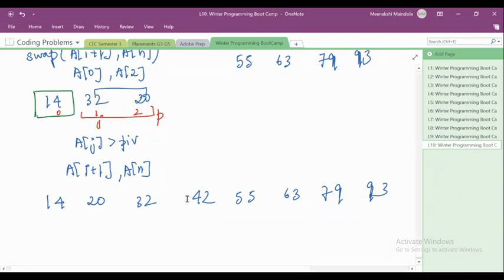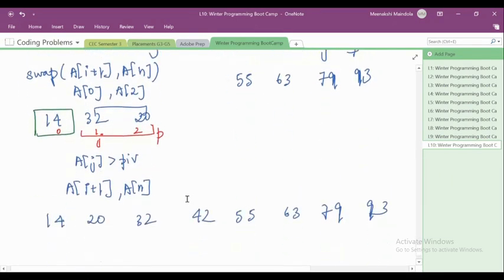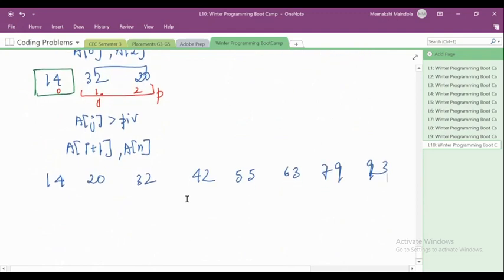Okay, so is it clear to everyone how quicksort is happening? Can you now run the quicksort algorithm on any given input example? Will you be able to do it now? Any doubts to anyone?